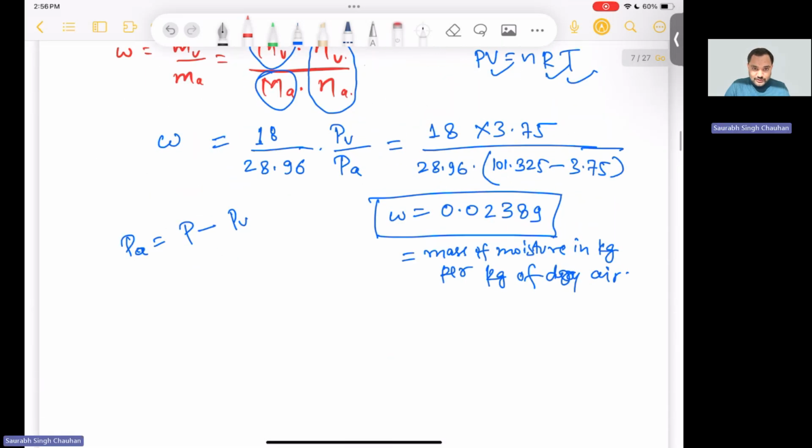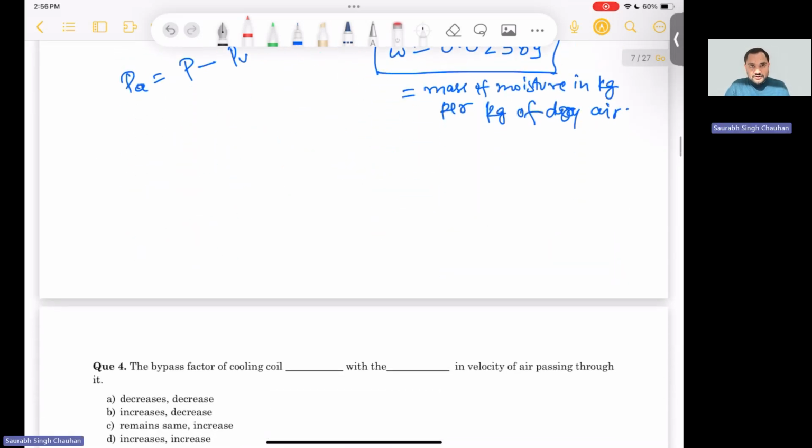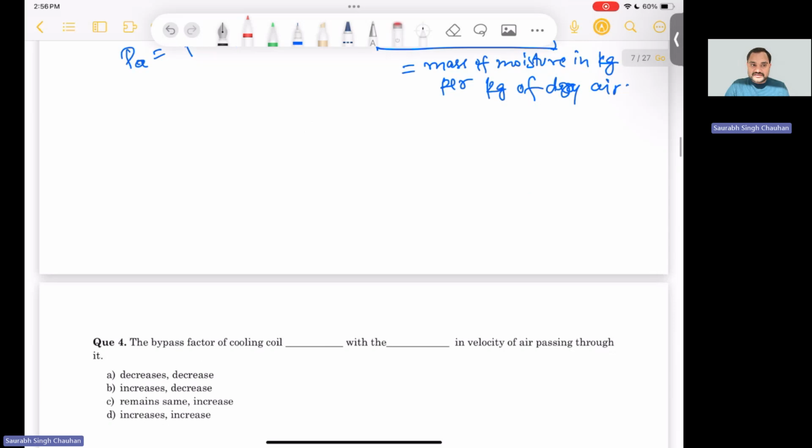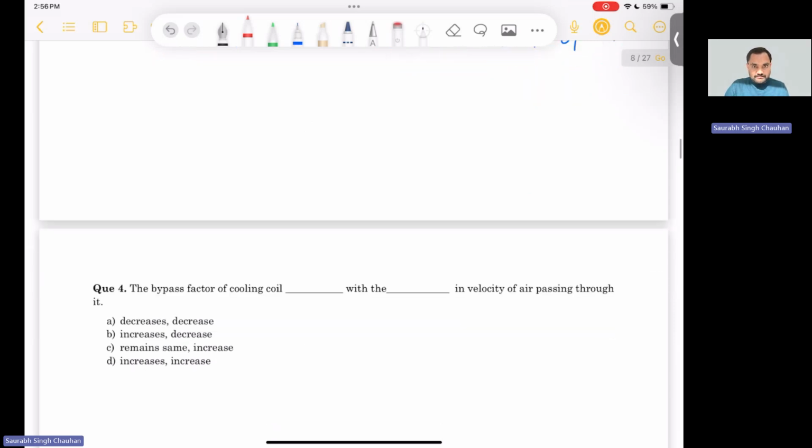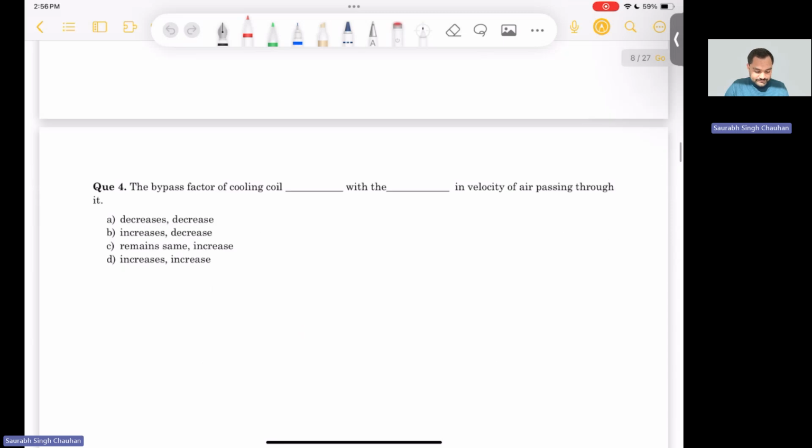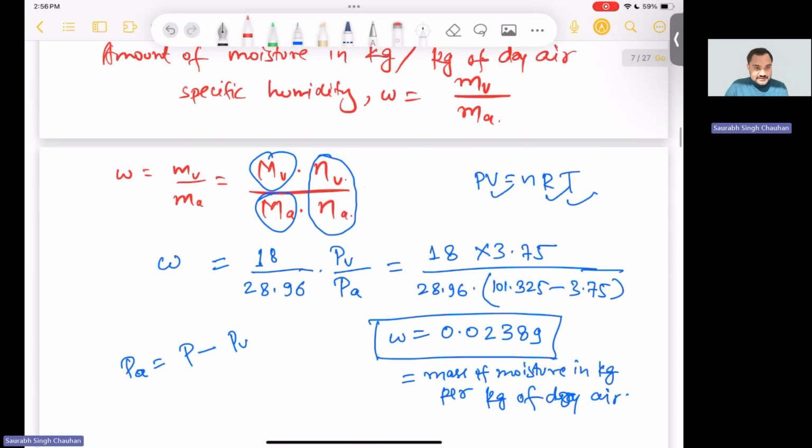Even if you forget the formula, you can quickly grab all the formulas in the psychrometry topic, because they are very, you know, easy.